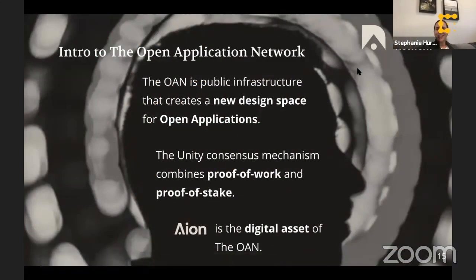As we mentioned, we're very fortunate that we're able to work with the Aion and its Aion token to build out the prototype for this product. The Aion is a public infrastructure that builds on new open applications. The digital asset is called Aion, so we'll be referring to the Aion token.